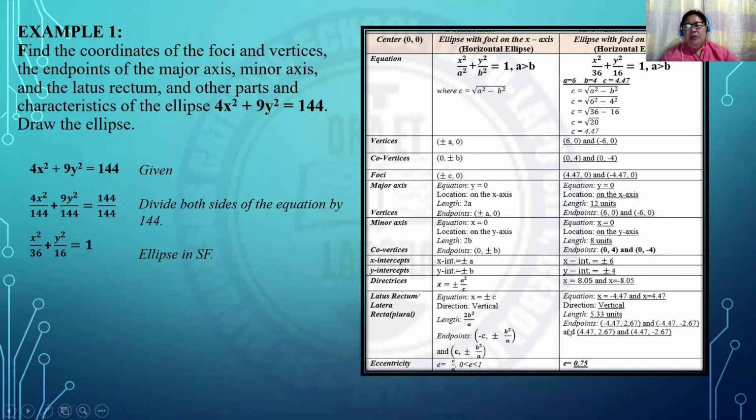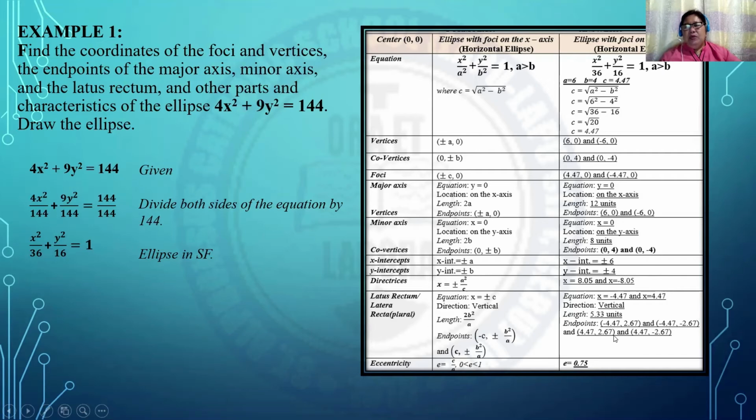And for the endpoints of the latera recta, we have negative 4.47 and 2.67. Then we have negative 4.47 and negative 2.67.